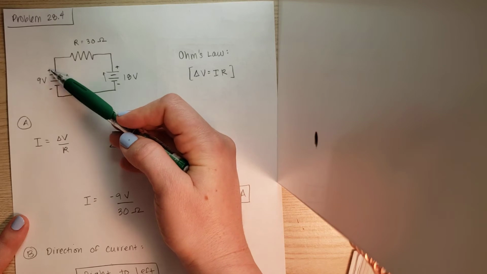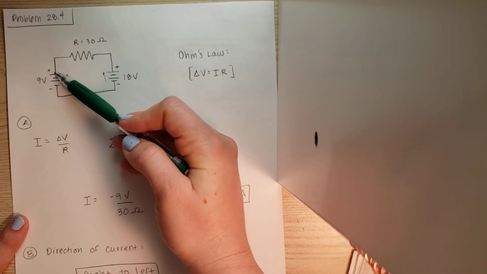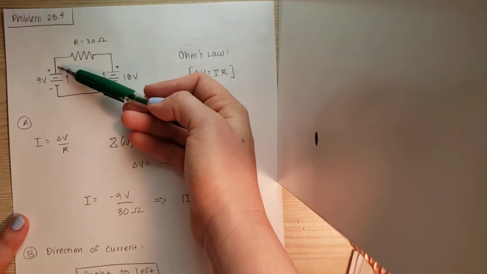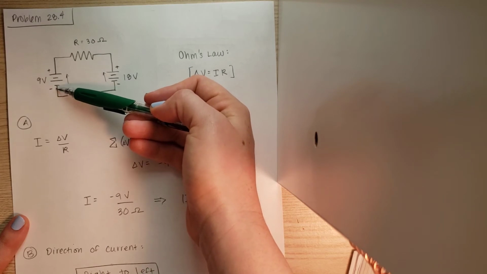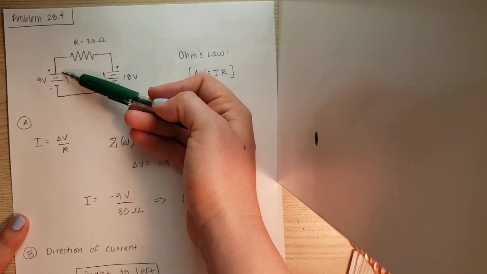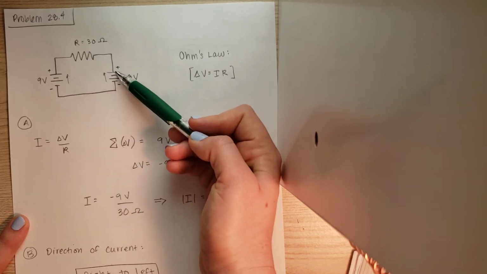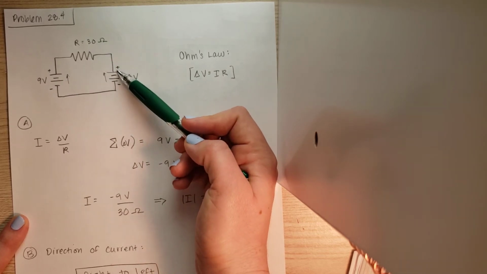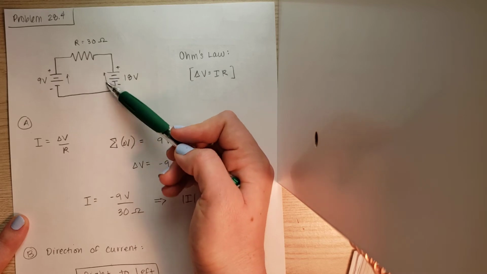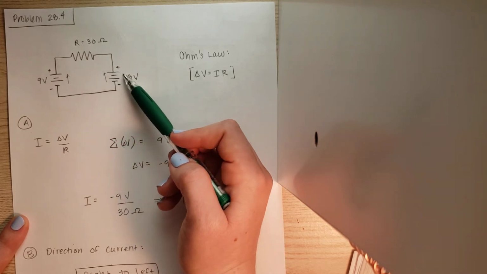Notice that this is the positive side and this is the negative side of the battery, so the electrons are going to flow towards the positive side. And then also on this side, the positive side's on top and negative's on bottom, so the electrons are also going to flow up on this side.